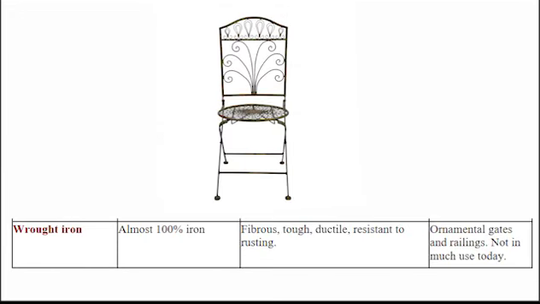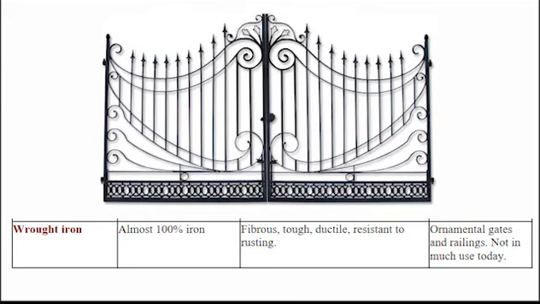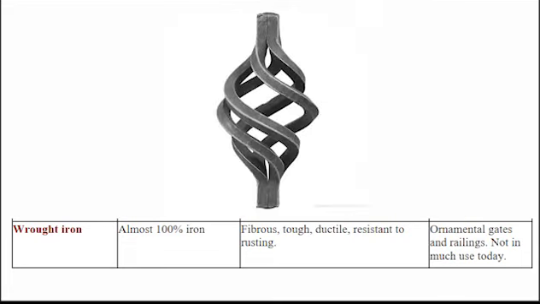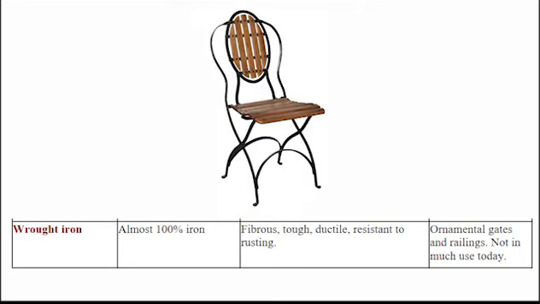Wrought iron is almost 100% iron. It is fibrous, tough, ductile, and resistant to rusting. It tends to be used for the manufacture of individually designed ornamental gates and railings, because it can be repeatedly heated and worked by a skilled blacksmith.